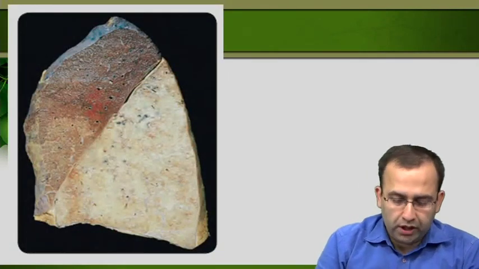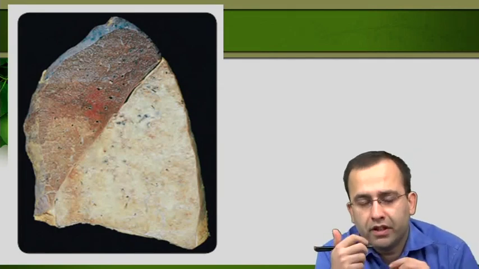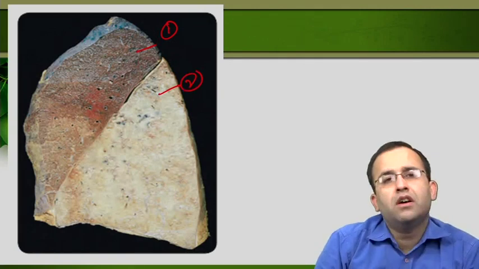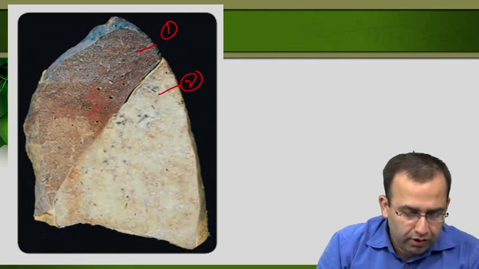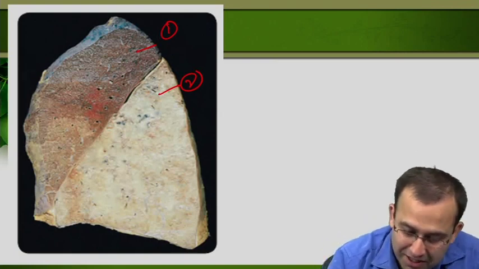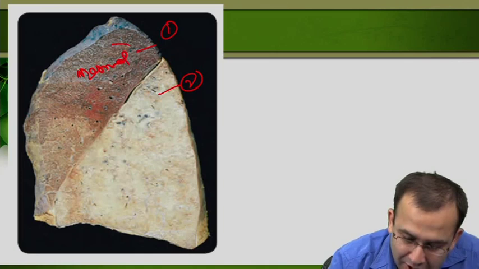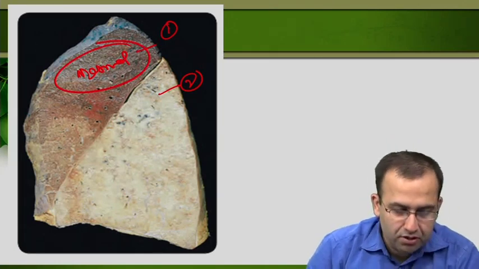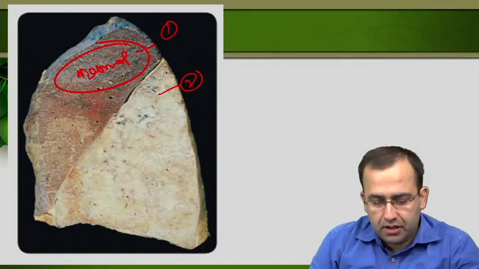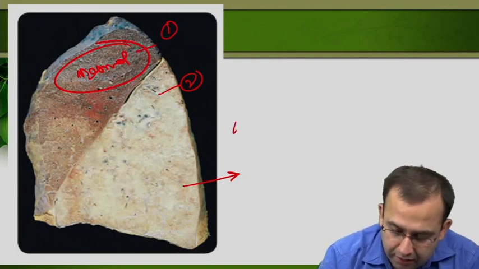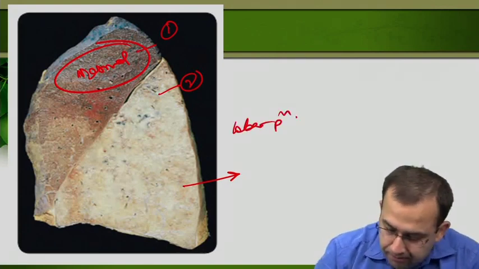So come to this diagnosis, lobar pneumonia. My question to you is, which part is affected, upper or lower, 1 or 2? Quickly. No, I again have mixed answers. No, this is the nice normal lung. I know this, even in live classes I get this answer wrong. The upper part is the normal lung, whereas the lower is the lobar pneumonia part. This is the affected portion, lobar pneumonia.